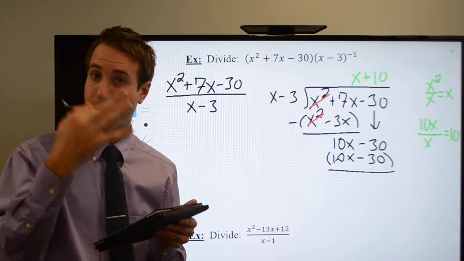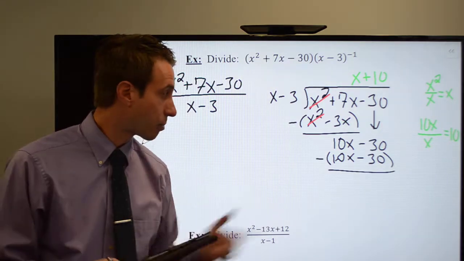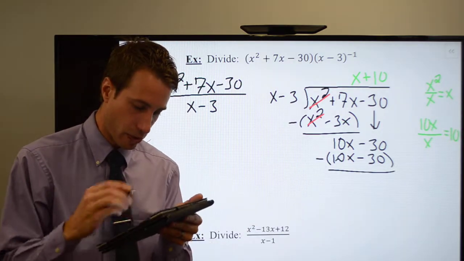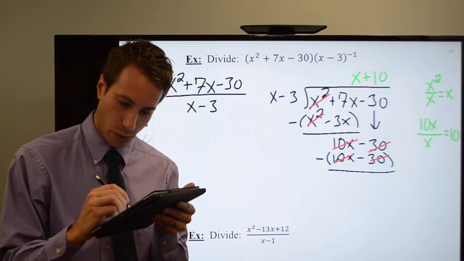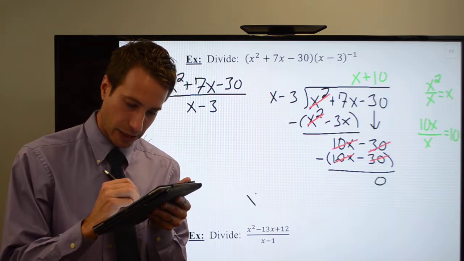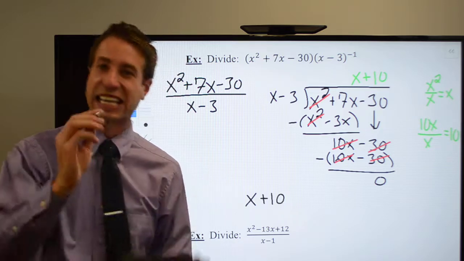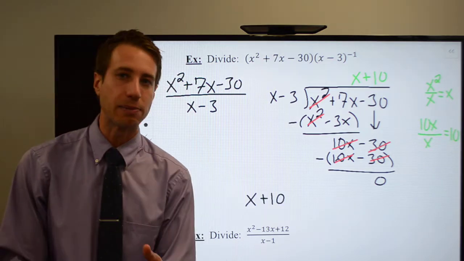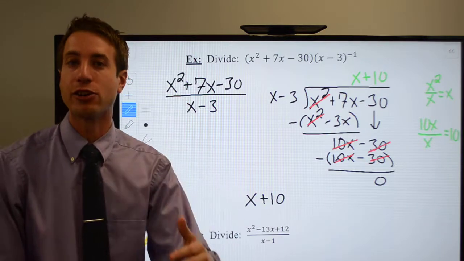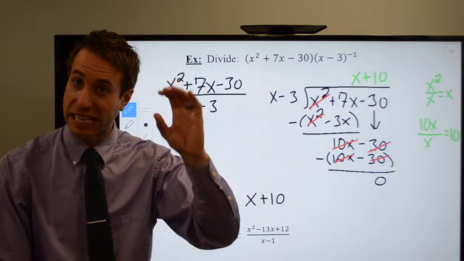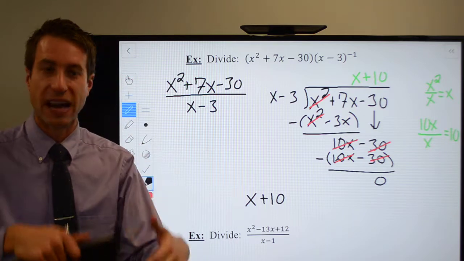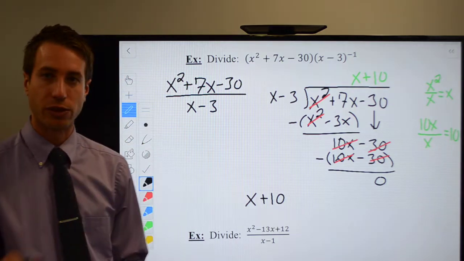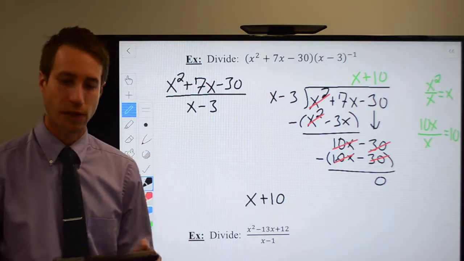Step number 3 is to subtract. Don't forget your parentheses so that you remember to distribute. And look at that. All goes away again. You're left with an answer of x plus 10. Again, a remainder of 0 just simply means that your numerator and your denominator, your dividend and your divisor are evenly divisible. They divide out an even number of times with no remainder left over.